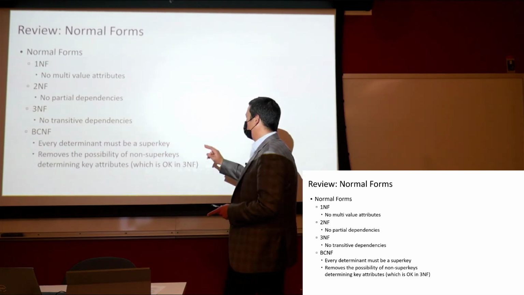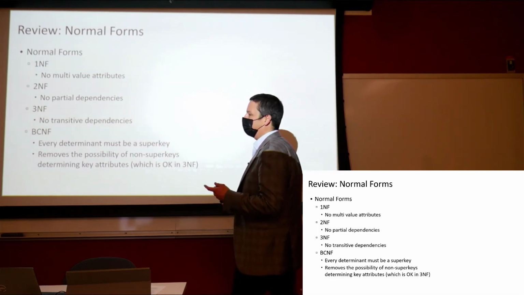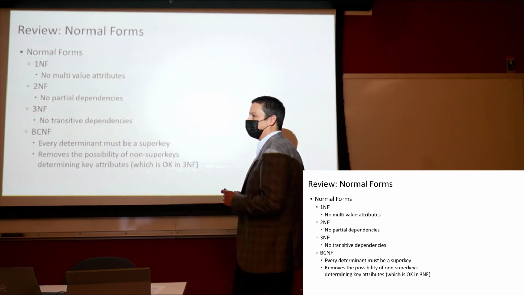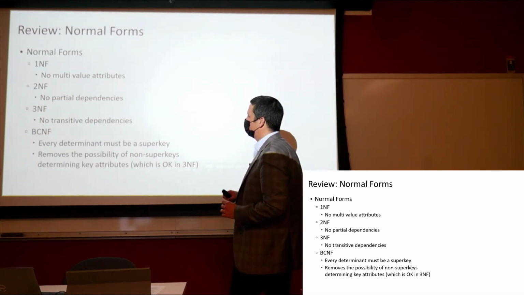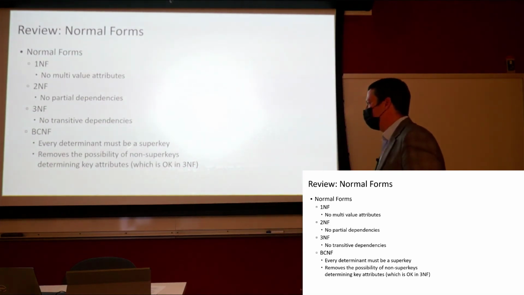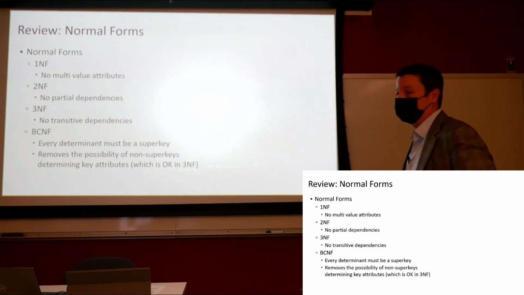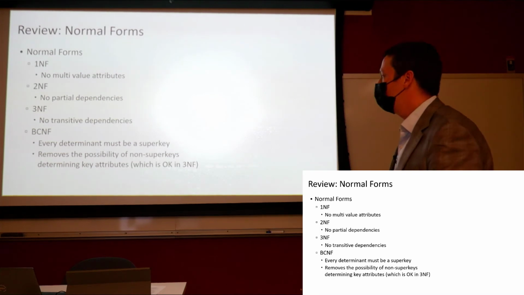So Boyce-Codd normal form violations, you have to have at least two candidate keys that are composite and that have one or more overlapping attributes, okay? So when we get to BCNF, we get rid of this possibility of having a non-super key functionally determining any key attributes. So all of our determinants in BCNF are definitely going to be superkeys.